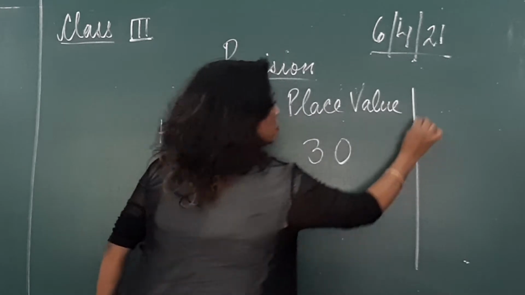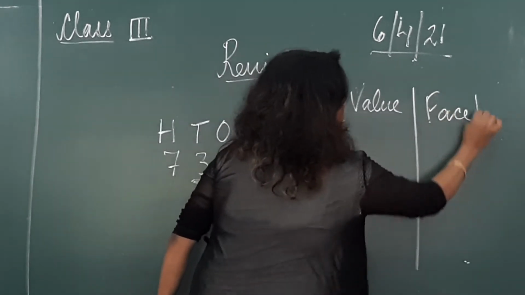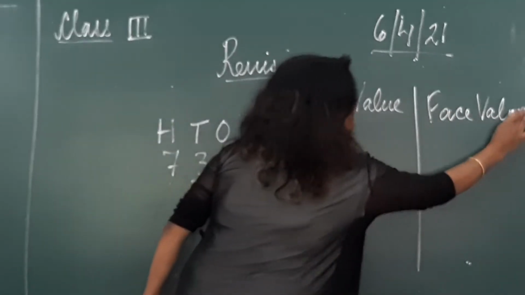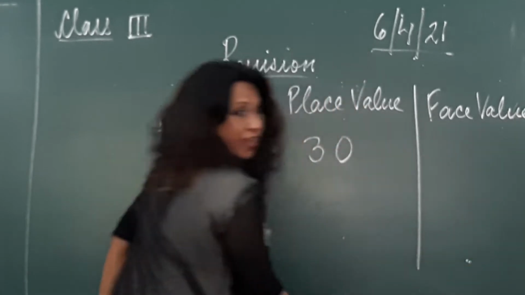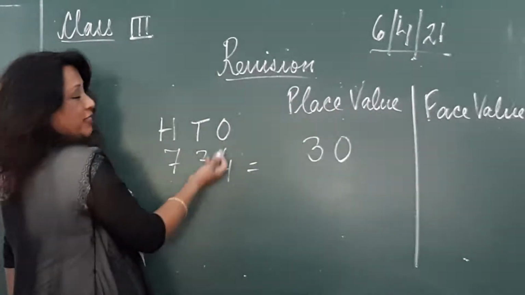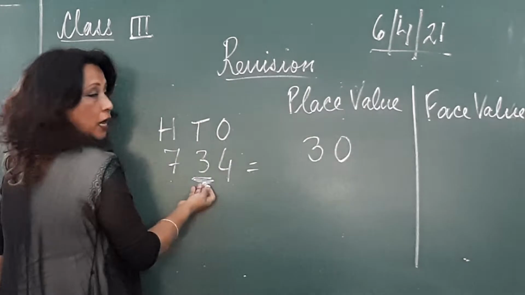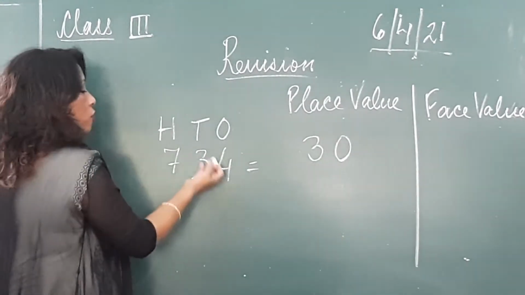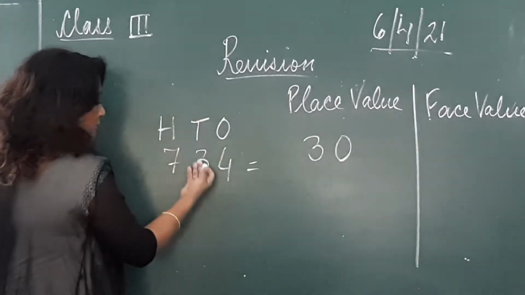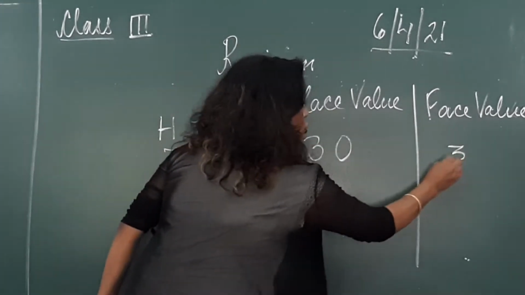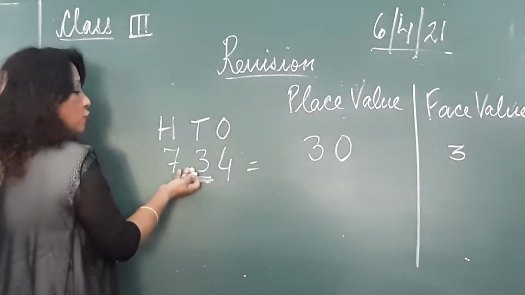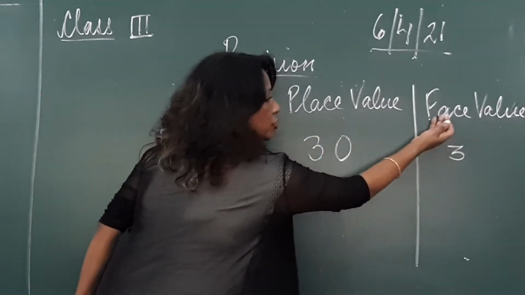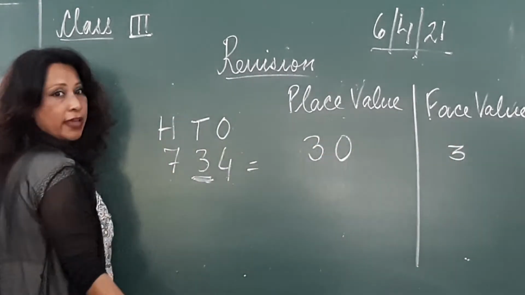Now next we have face value. Face value is nothing. You just have to write the same number, whichever number is underlined, or whichever number I have told you to find the place value of. So whichever number I've underlined, 3, you just have to write 3 here, and that is going to be the face value.